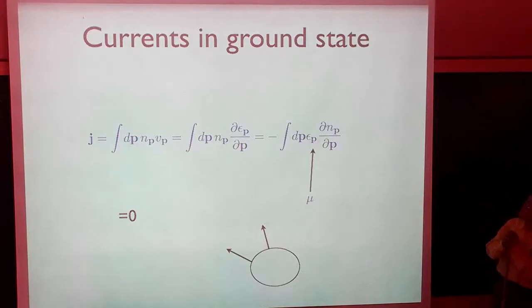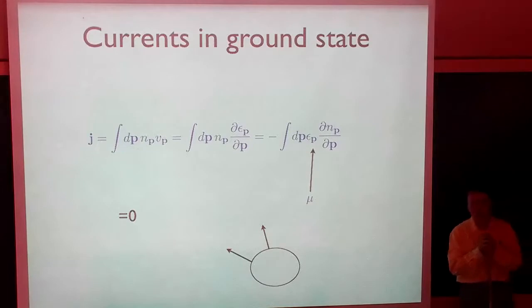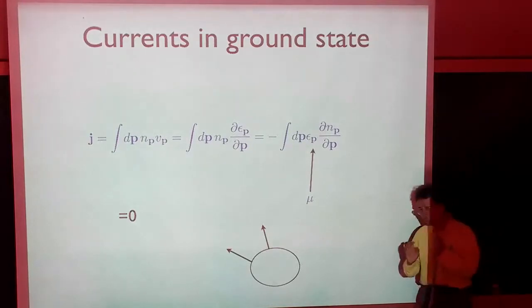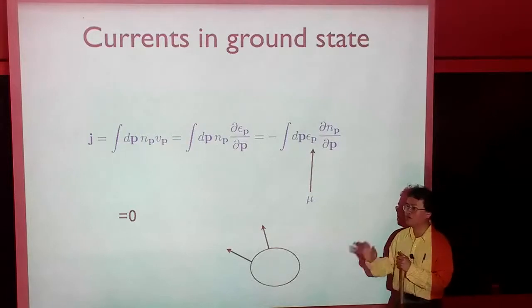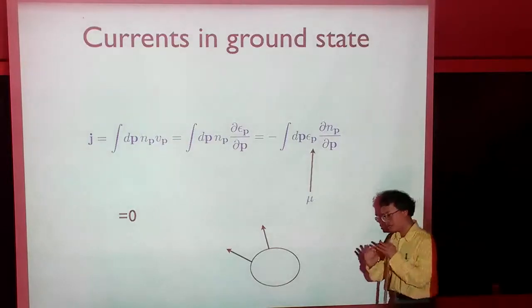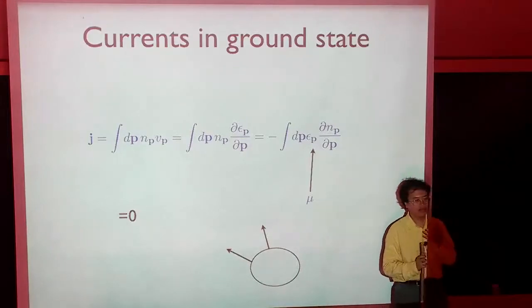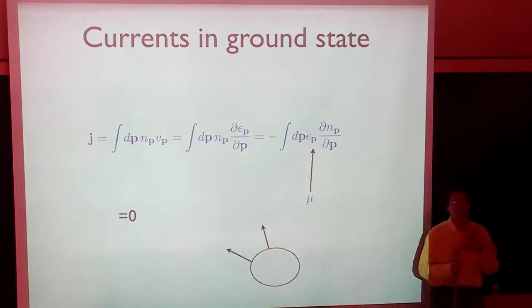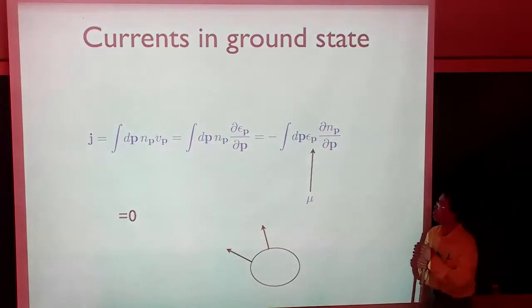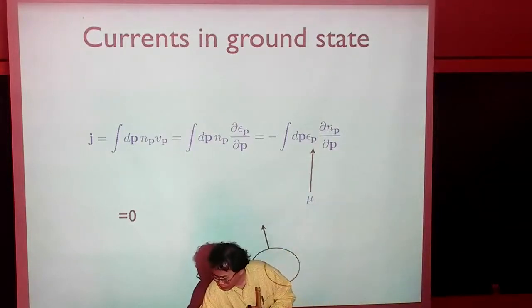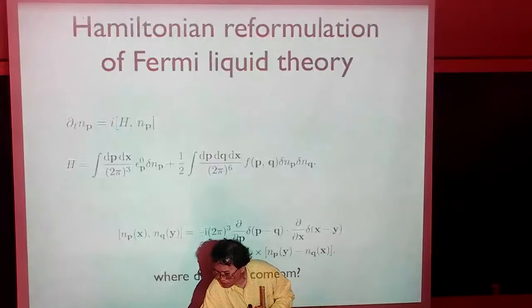So Landau's Fermi liquid theory includes in its basis the fact that in the ground state of any Fermi liquid system, the current is zero. So it seems now that we have a contradiction between the prediction of chiral anomalies, triangle anomalies, and the foundations of Landau's Fermi liquid theory. So how are we going to solve this problem?